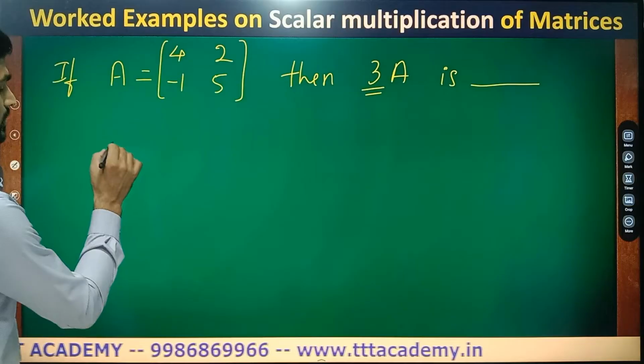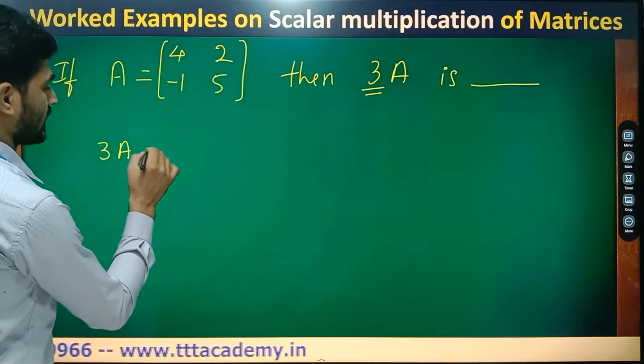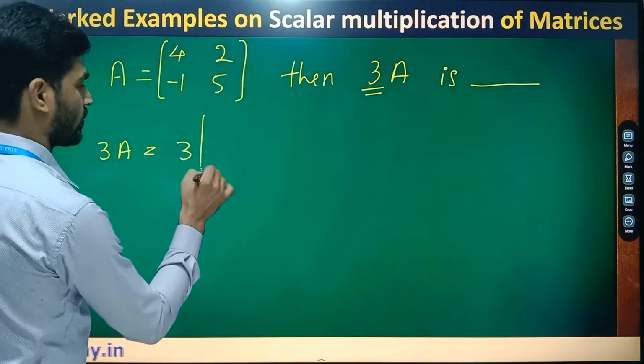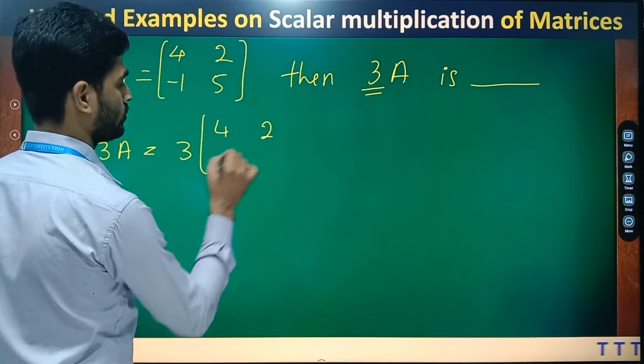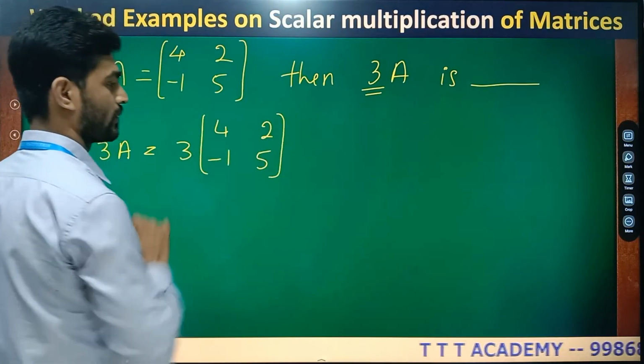Suppose you multiply 3 into A, dear aspirants. 3 is a constant, keep it the same. What is A? A is a matrix 4, 2, minus 1, 5.